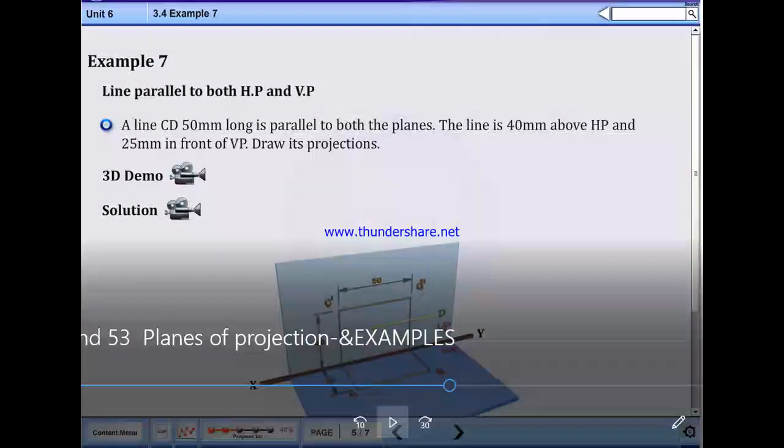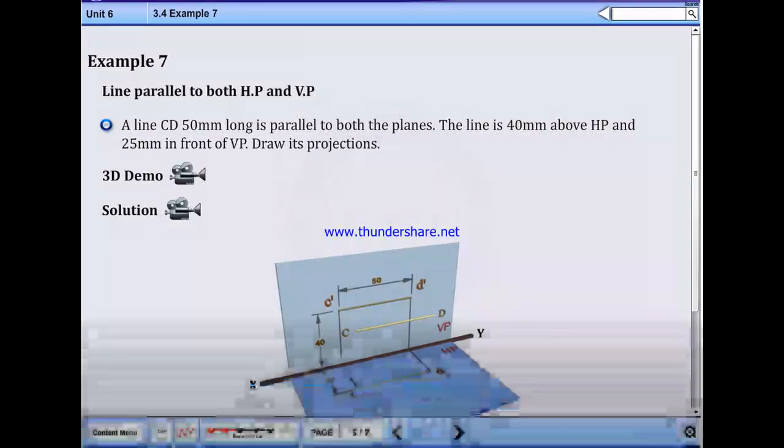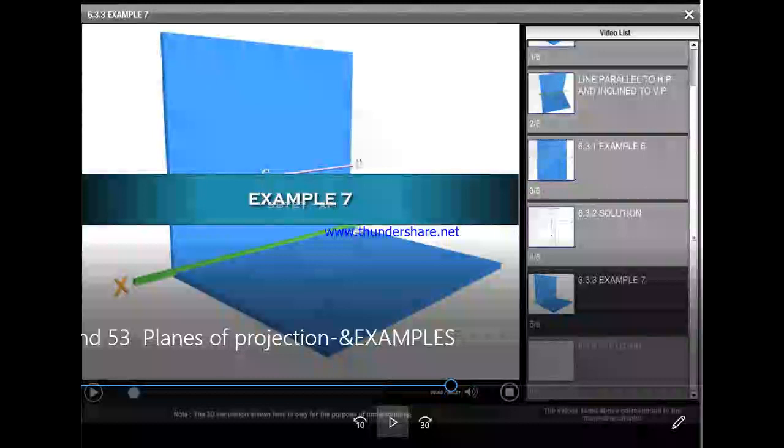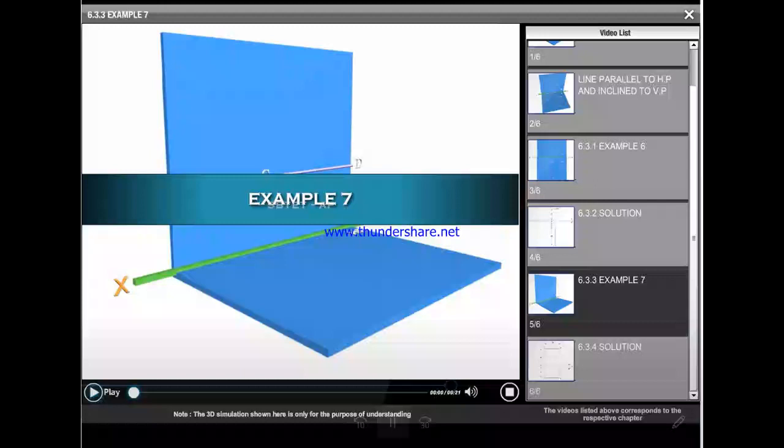First note example 7 problem, line parallel to both HP and VP. A line CD 50 mm long is parallel to both the planes. The line is 40 mm above HP and 25 mm in front of VP. Draw its projections. First we will learn the 3D view and then the solution of the example.